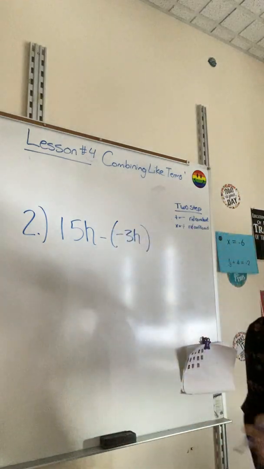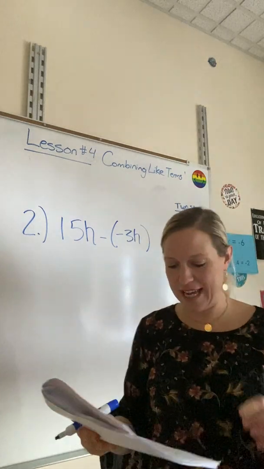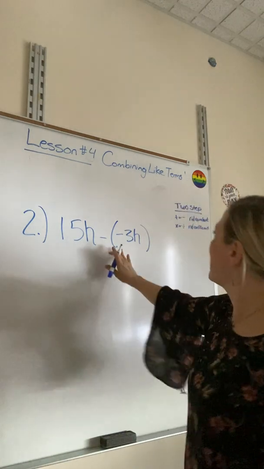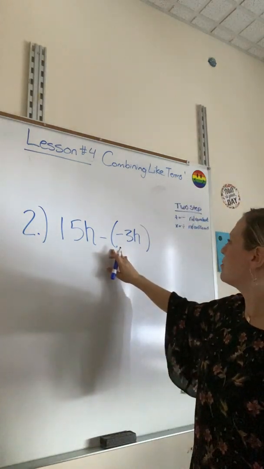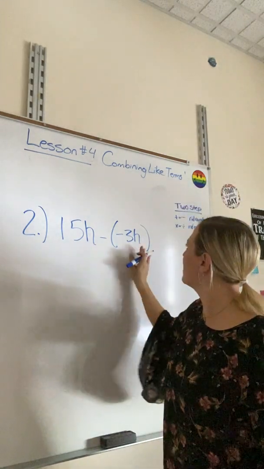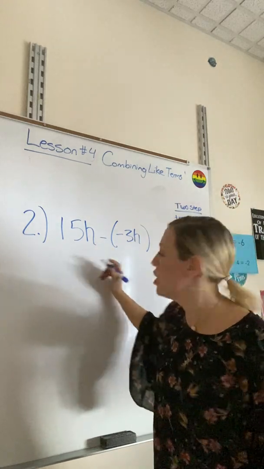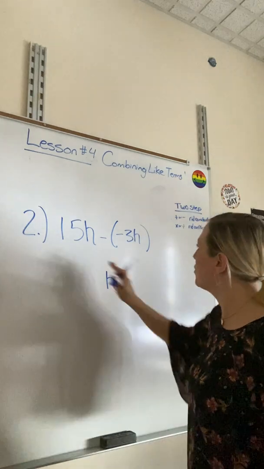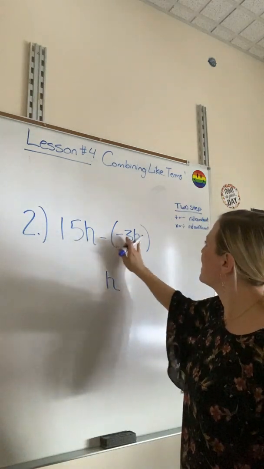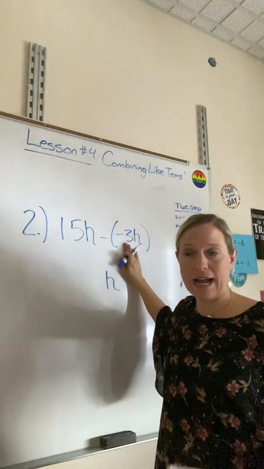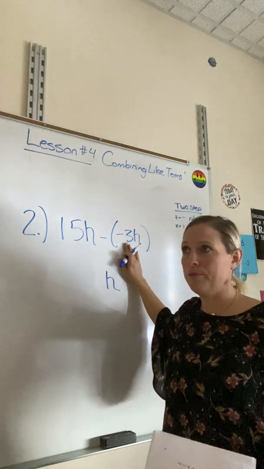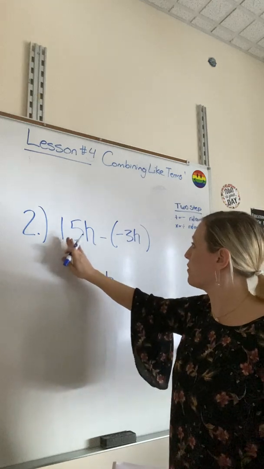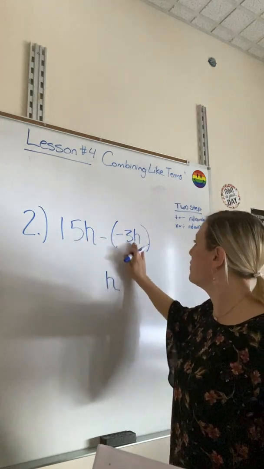All right, so we have number 2 is 15h minus negative 3h. So this came up, and so what we want to do is remember that if we're combining like terms, both of these terms have an h. So you know when you combine this, it's going to be something h. So essentially we have 15 minus negative 3. So depending on how you handle that, it's going to be the same as if it was an integer problem. So you could put this in your calculator, 15 minus negative 3.